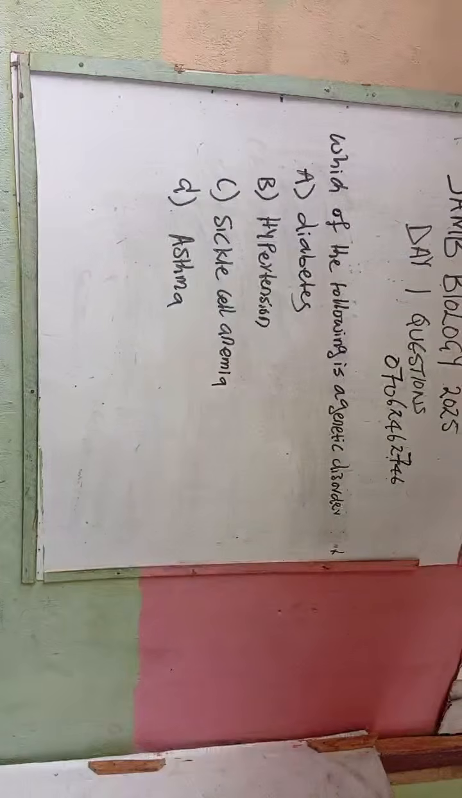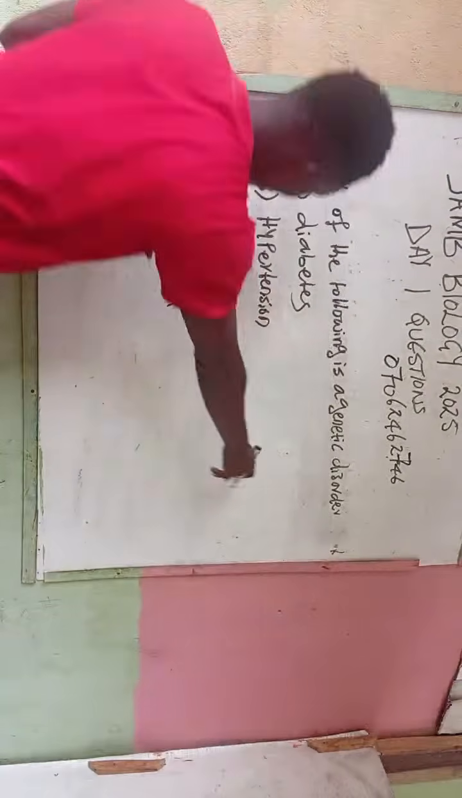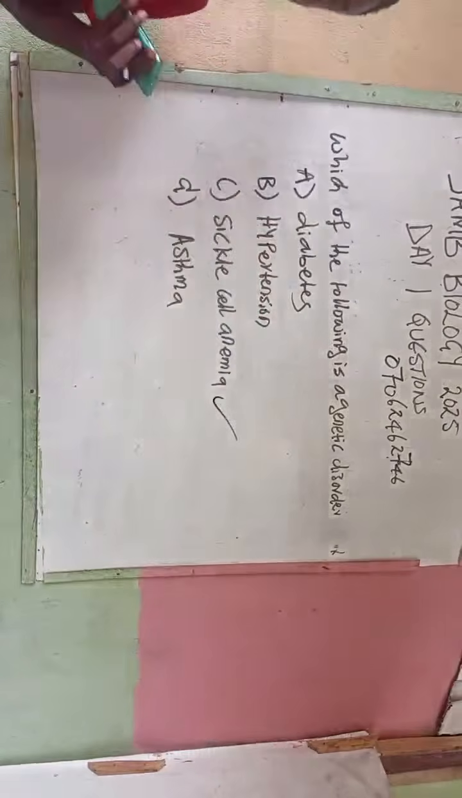So the correct answer there is what? Which of the following is a genetic disorder? The correct answer is C, which is sickle cell anemia.